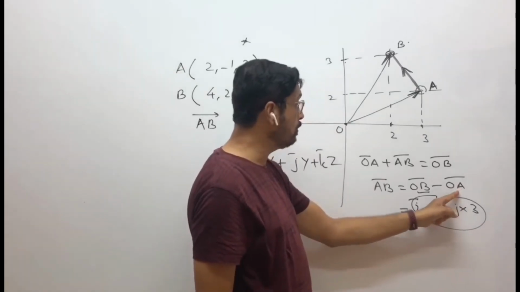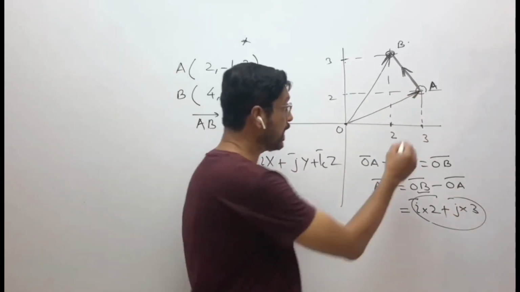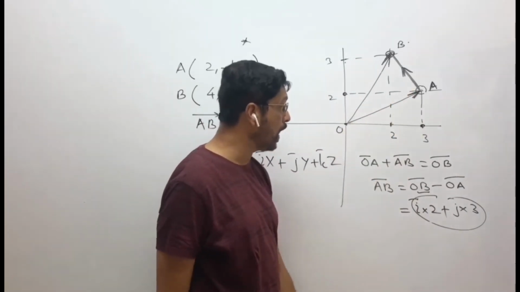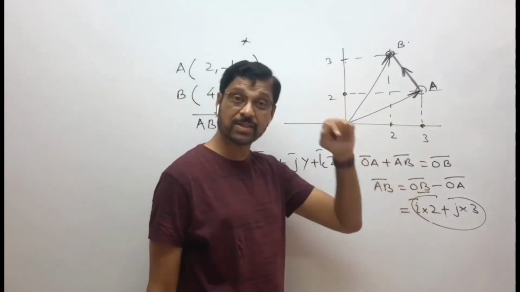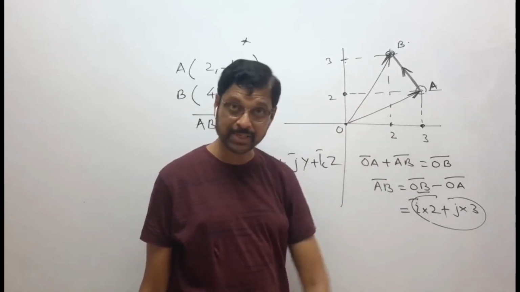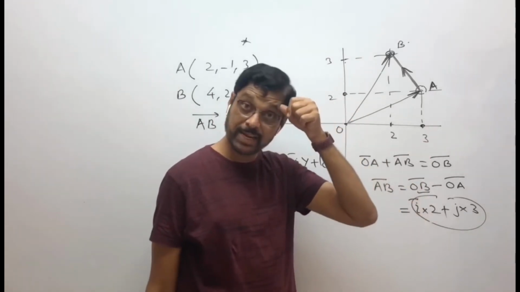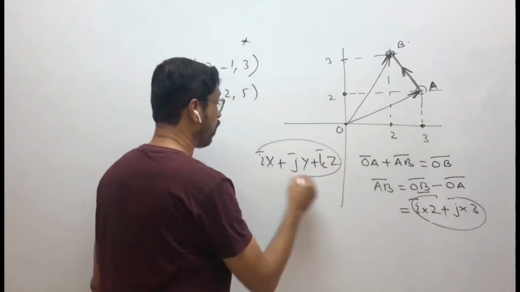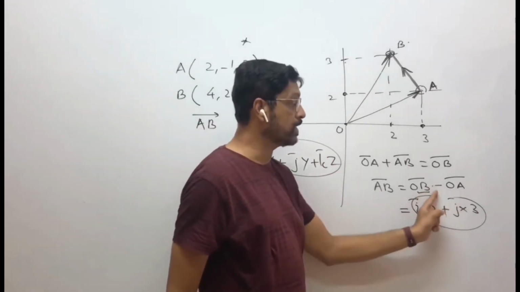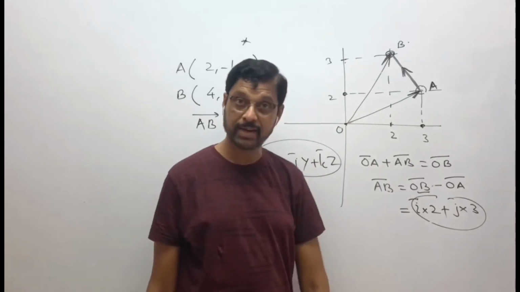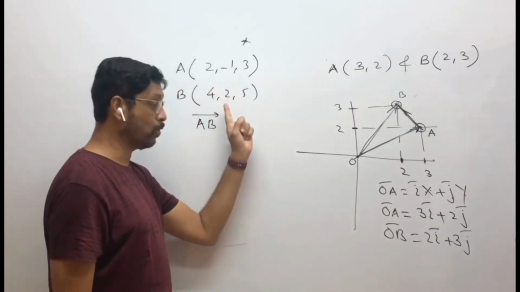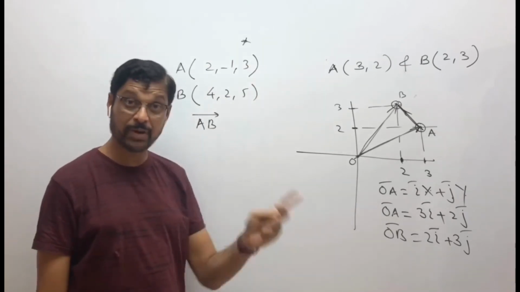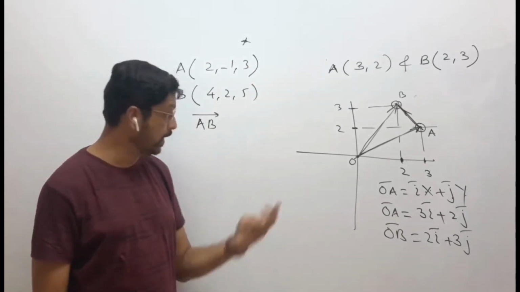Similarly, what will be vector OA? इसका x coordinate है 3, y coordinate है 2, तो vector OA क्या होगा? 3i plus 2j. Getting the point? Getting it clear? So in this form we can write the vectors and then you can subtract them to get the value of vector AB. So coming back to our question, अपना जो question है, it is in 3 coordinates, तो वहां पर z coordinate भी होगा. So let us solve it now.